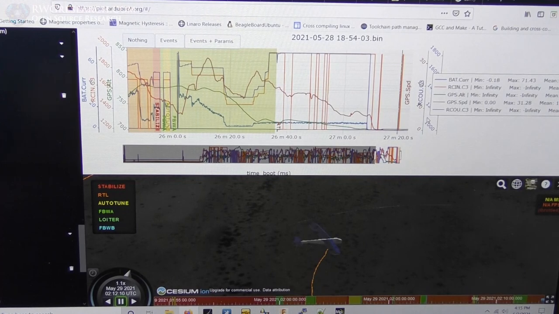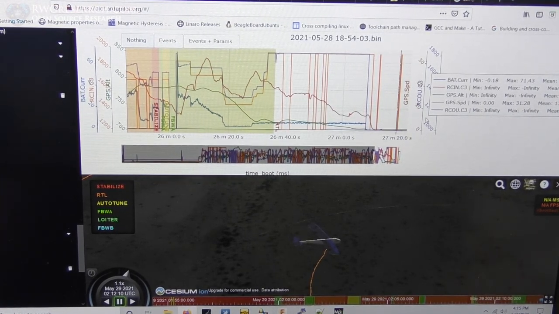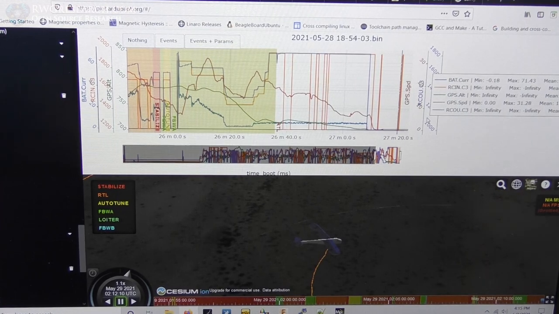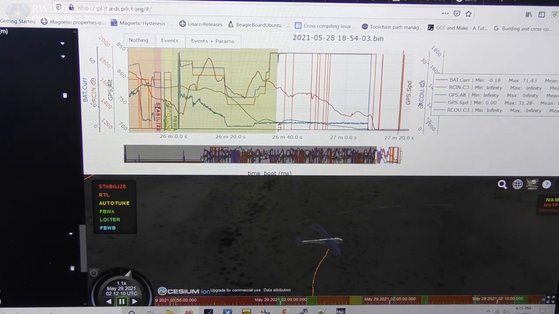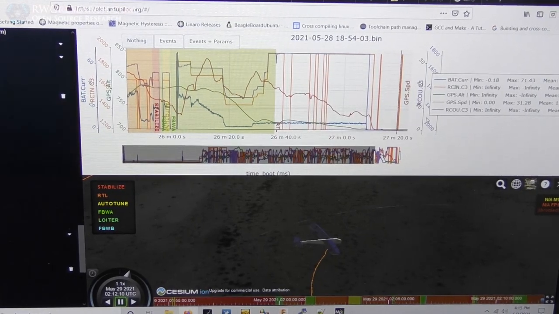And this was after about a 14 minute flight. That's a pretty long flight. And usually people only fly for like 5 to 10 minutes max, because they got small batteries. Big one. Yeah. So, what I decided to do is pull out the motor controller.